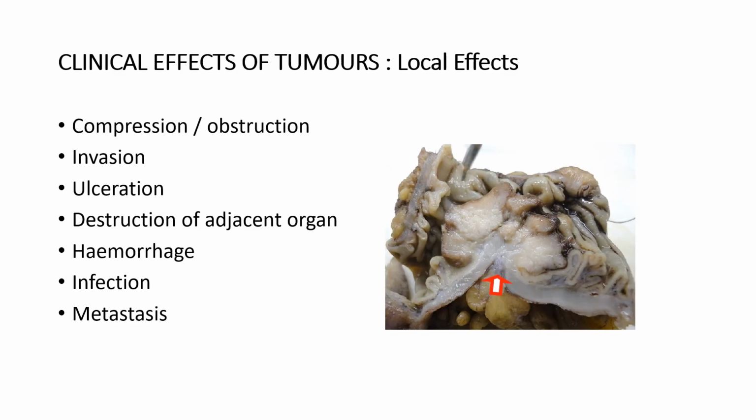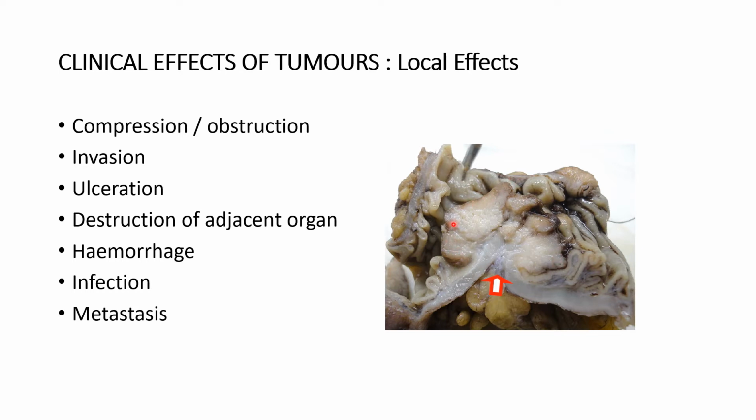In part 5 of the lecture, we will see the spread and effects of neoplasia. These are the possible effects of a tumor. You can see this is the colon. This is the lumen of the colon where the feces pass through. And this is the wall of the colon. And you can see there is a tumor here.